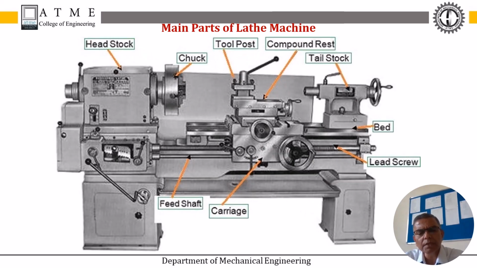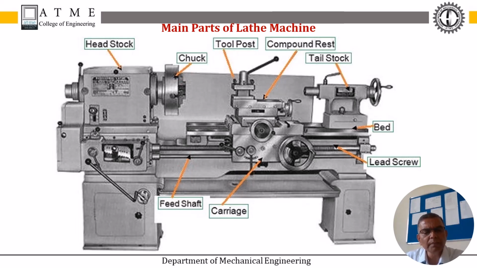So this is the diagram of an engine lathe. Here you can see the various main parts of the lathe machine: the headstock, the tailstock, the tool post, the chuck, and the carriage, which moves along the guideways parallel to the lathe axis. This is the lead screw, which is engaged during the thread cutting operation, and of course the feed shaft, or feed rod, is also provided here.